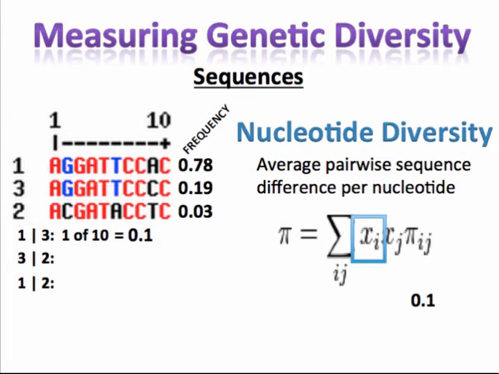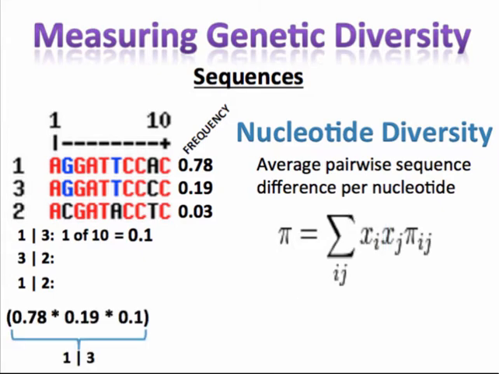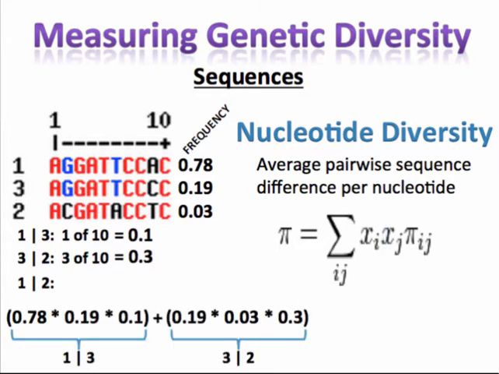Okay, so then in this comparison here, we're looking at 1 and 3. So we take the frequency of 1, this 0.78, and we multiply it by that. And then we also multiply it by this 0.19, which is the frequency of 3. So that's the first set, and then we have to do this for each pairwise comparison. Here we move that over, then we compare 3 and 2.